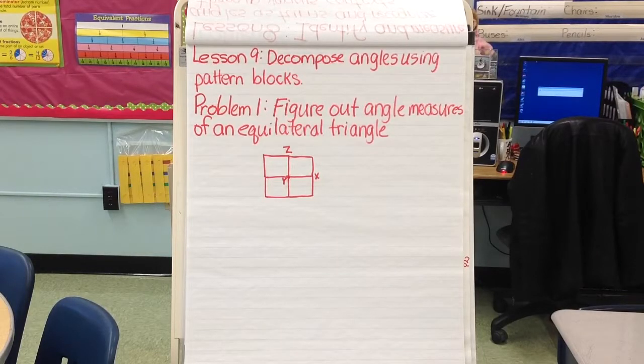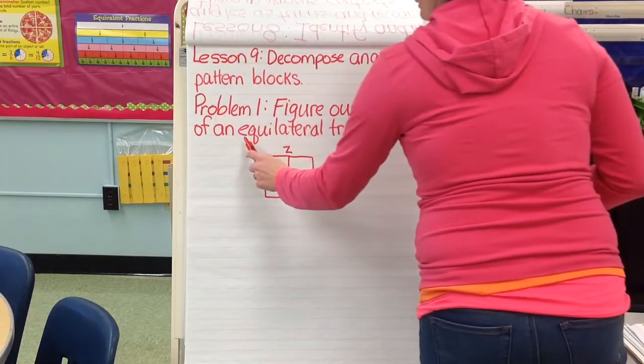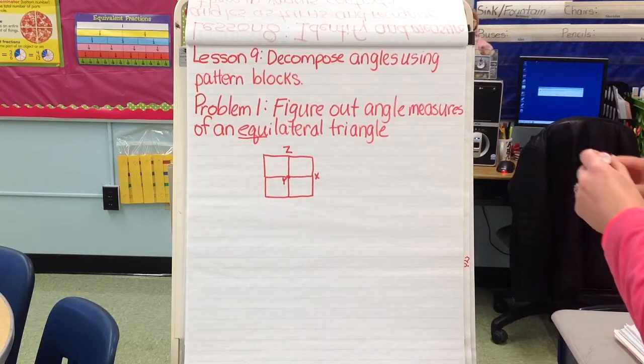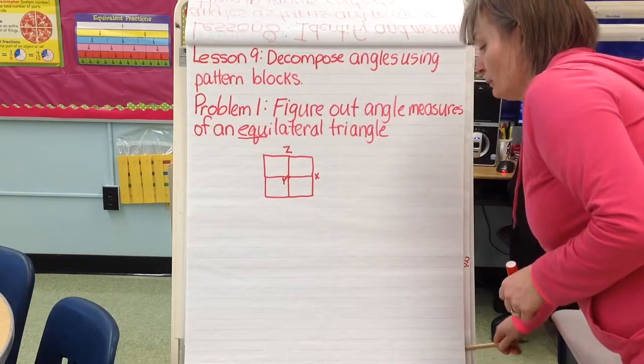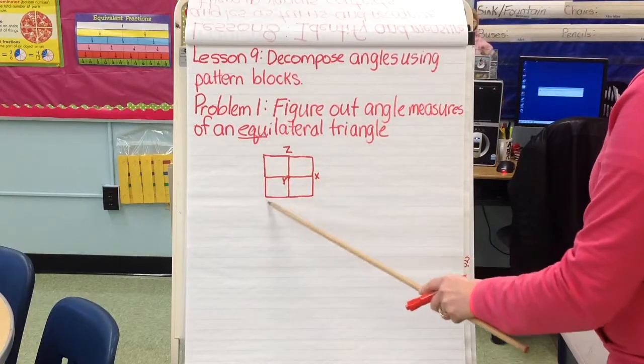So let's imagine that that's 4 pattern blocks put together, and we're going to use this to find the measures of an equilateral triangle. Notice equilateral kind of sounds like the word equal. That's a triangle where the sides and the angles are all of equal measure. So if we look, we have 4 blocks put together to make a larger block.